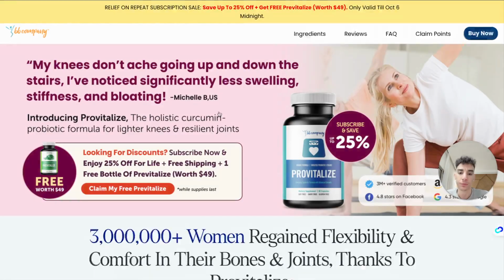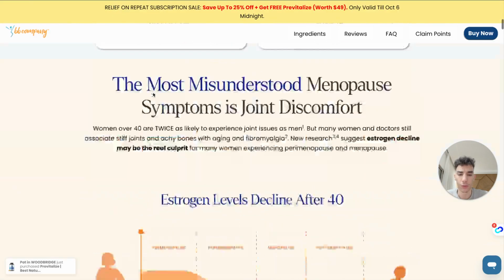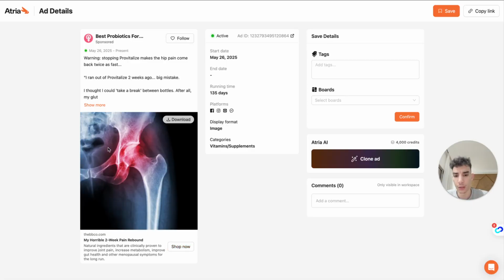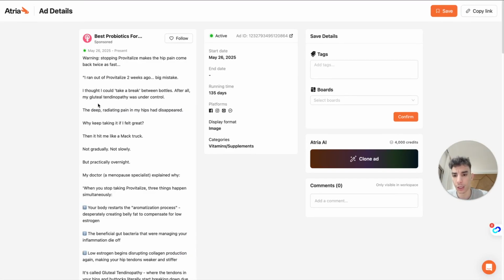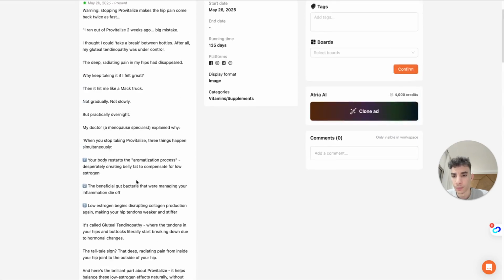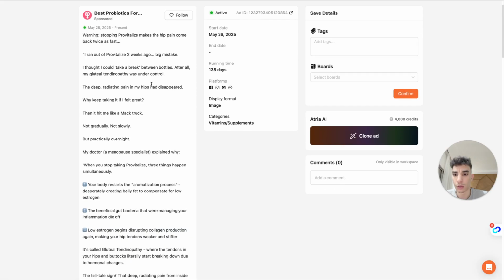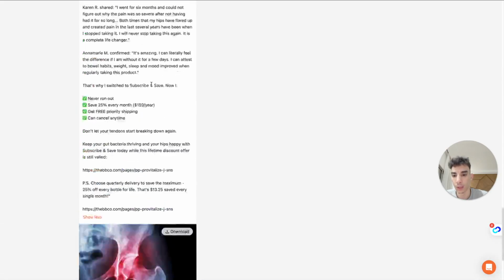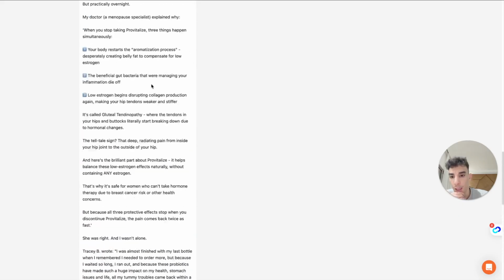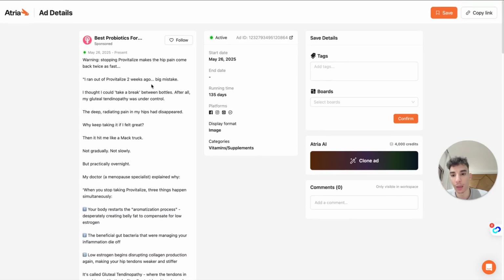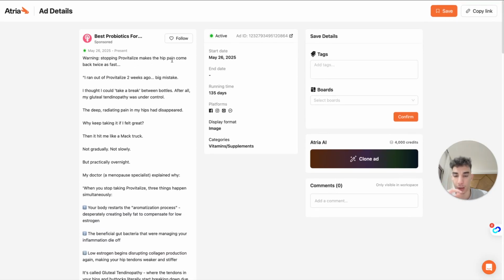Then boom, my knees don't itch. What the heck? The landing page is wrong, I think, because this is talking about the hip pain. I remember they used to have a landing page about the hip pain. First off, stopping makes the hip pain come back twice as fast. Oh, sorry, this is a bottom funnel ad, for people who already bought the product and need to buy it again. Stop making the hip pain come back twice.